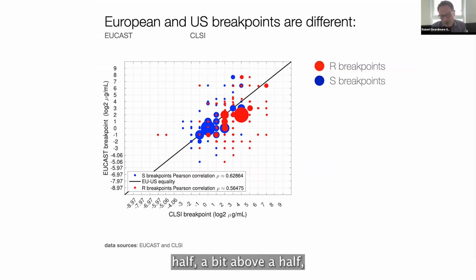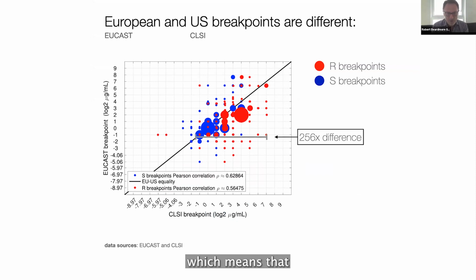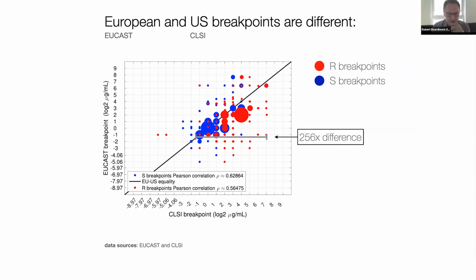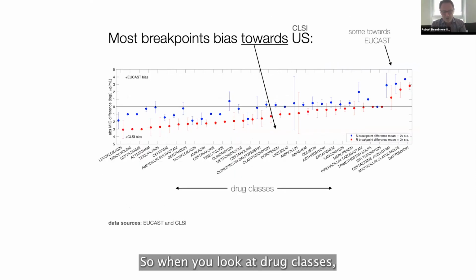It's a bit above a half, which means that for particular drug-bug pairs, the breakpoint difference can be orders of magnitude apart in terms of dosage measures. So when you separate this kind of picture out into drug classes, you get a plot like this, whereby most breakpoints bias towards the US, but not all. Some bias towards UCAST, like daptomycin on the one hand.